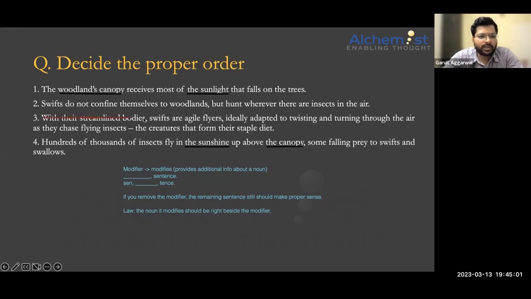I'll remove this part and read the remaining sentence. Swifts are agile flyers, ideally adapted to twisting and turning through the air. The remaining sentence makes sense? ये वाली कहानी clear है?